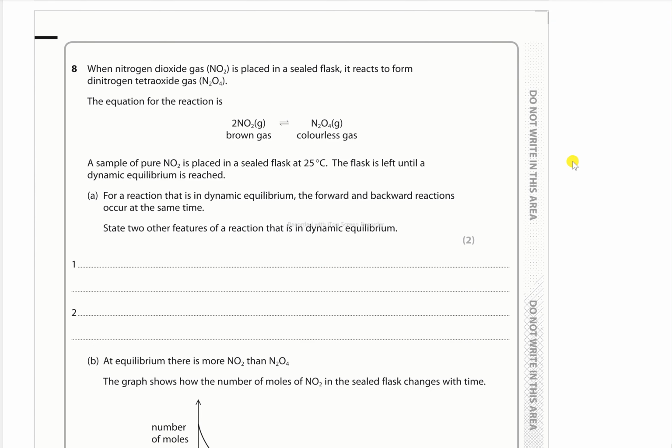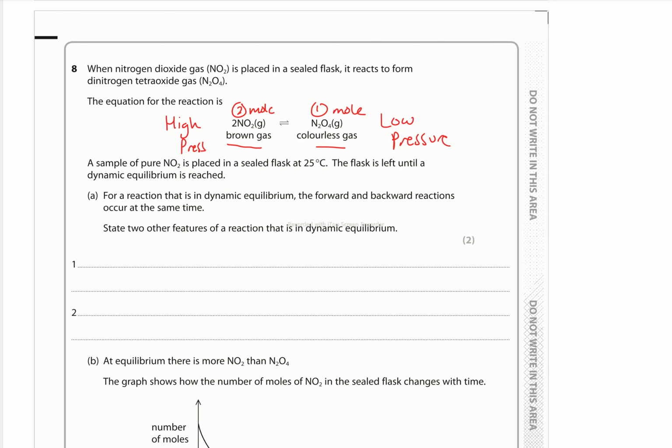Okay, again, dynamic equilibrium. Why does this feel so familiar? Right, brown gas, colorless gas, colorless. 2 moles, high pressure. 1 mole, lower pressure. Right, a sample of pure NO2 is placed in a sealed flask at 25 degrees C. The flask is left until a dynamic equilibrium is reached.